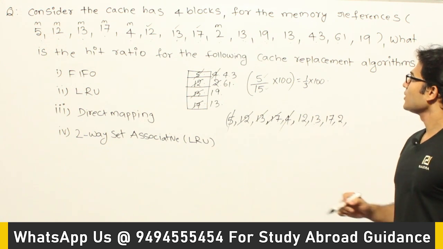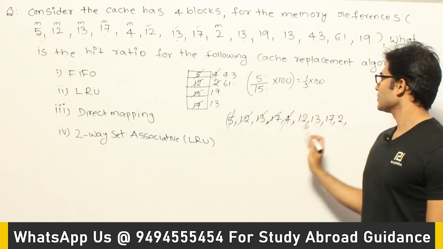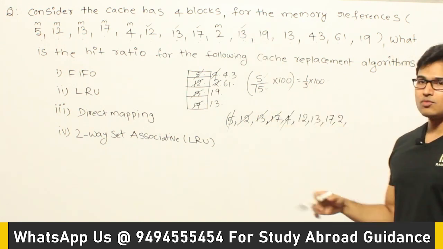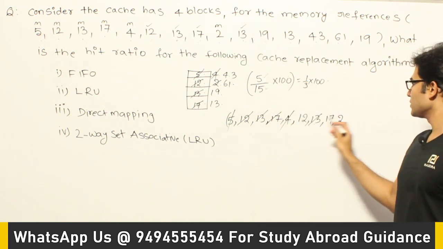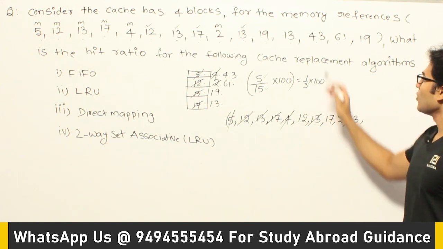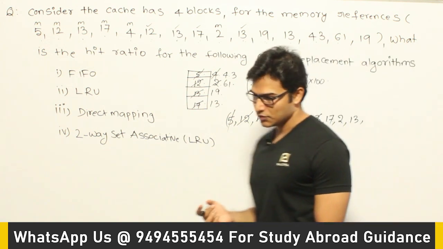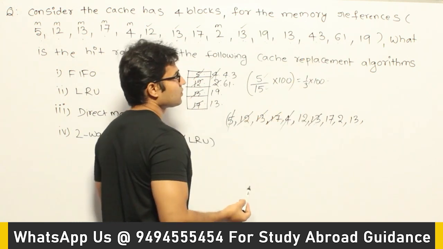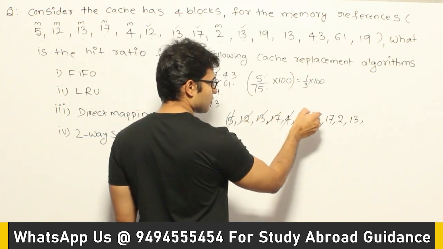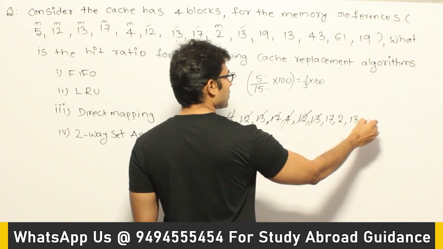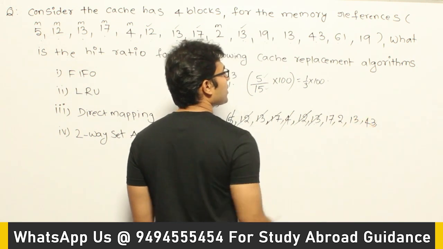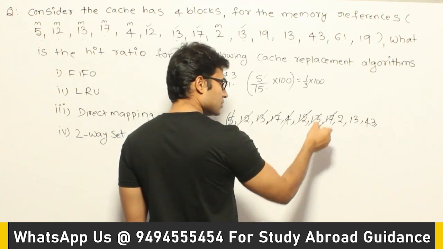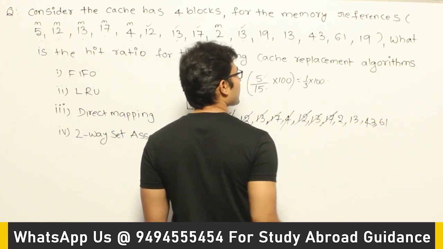Right? And what about the next one? 13. So 13 is already present here, therefore it is a hit, but then try to move 13 up the list, which means 13 is going to be here. What about 43? 43 is not there in the list, so you have to replace it. So which one? 12 has to be replaced with 43. And what about the next one? 61. 61 is not there, you have to replace something, so 17 is going to be replaced, right?